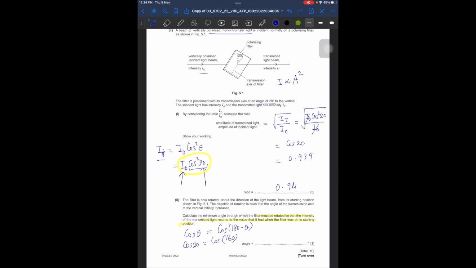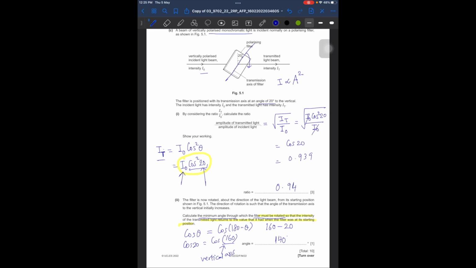It's asking you by how much, calculate the minimum angle through which the filter must be rotated so that it returns back. So you can see that this is our initial position. Okay, we want to find out what's the angle of rotation from this position. We know that this 160 degree is from the vertical axis. So in order to get it from the initial position, we have to do 160 minus 20, which will give us 140. Okay, so that's a little tricky.